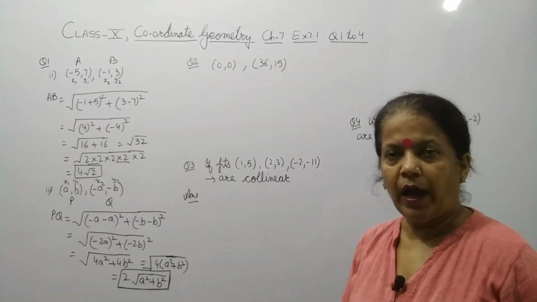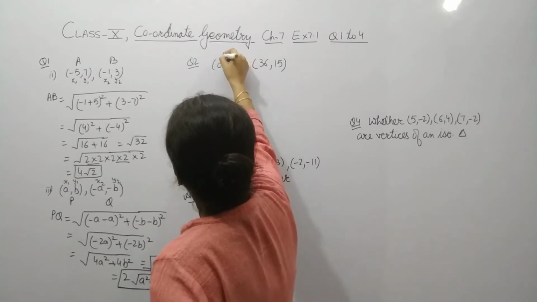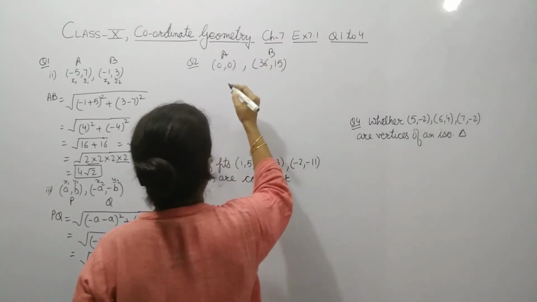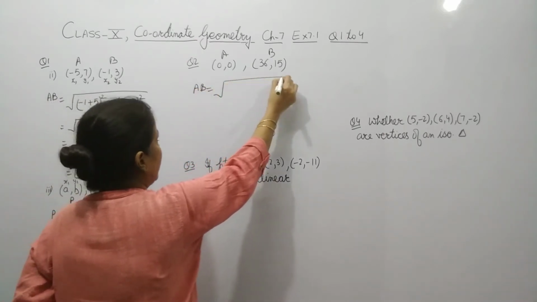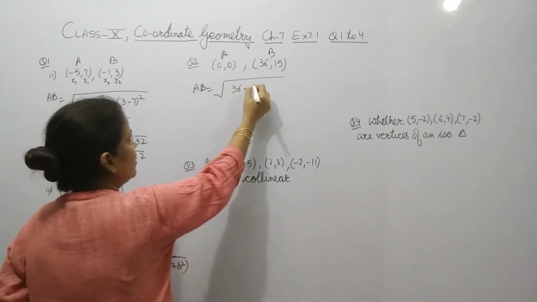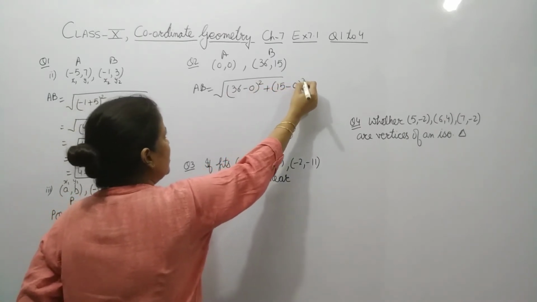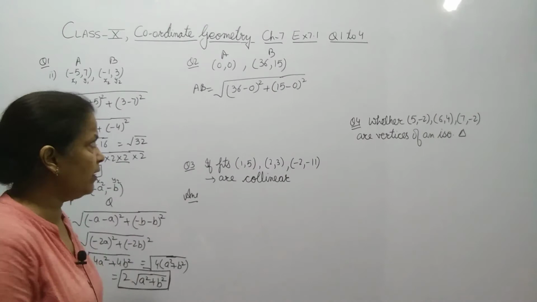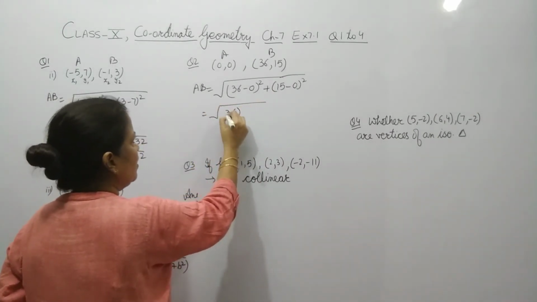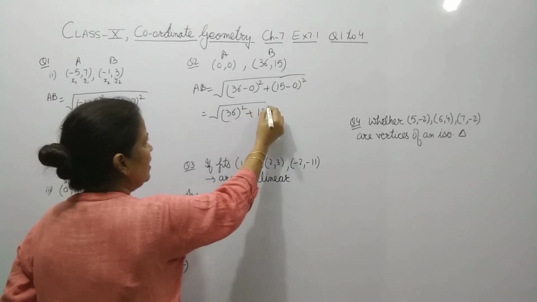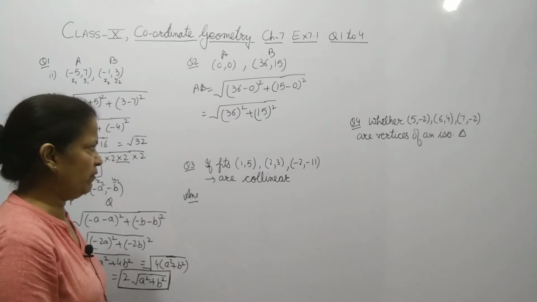Question 2. Again you have to find out the distance. So any name you can write. So distance of AB, (x2 minus x1) square plus (y2 minus y1) square. Is it clear? Now go for the 36 square plus 15 square. I think you can solve it further yourself.